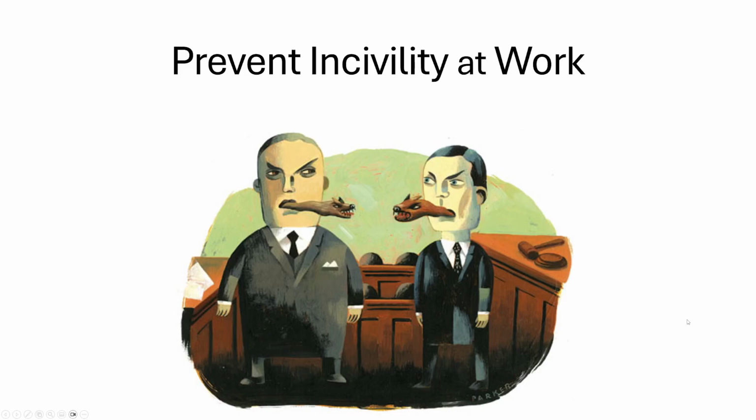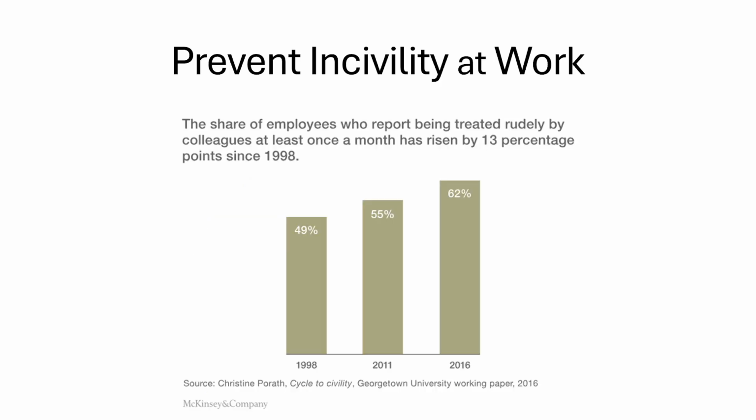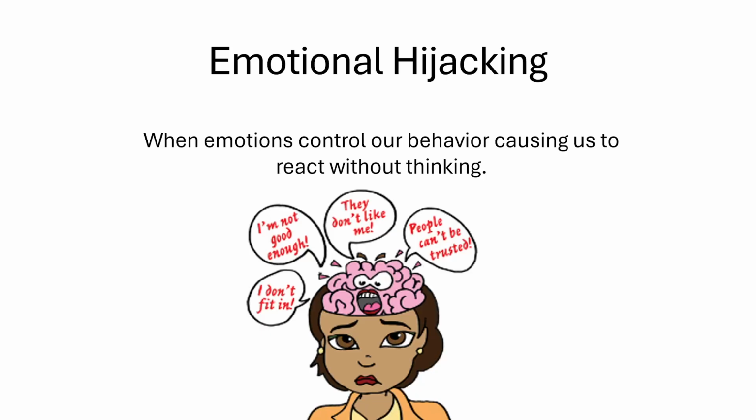We have to prevent incivility at work. Incivility could be anything that's said at the workplace. For example, from 1998 to 2016, the share of employees who report being treated rudely by colleagues at least once a month has risen by about 13%, according to this source, Christine Porath. Okay, so we've got to be aware and mindful, and not let our body be hijacked by our emotions, because once you said something, it's out. Okay, because you might feel one way or the other.